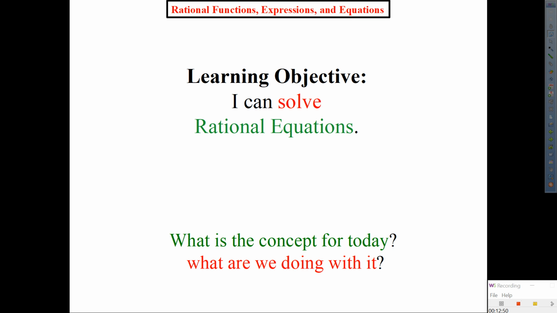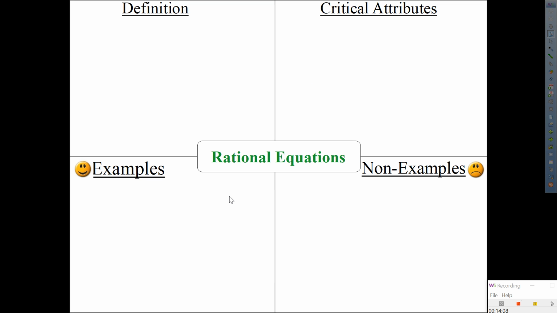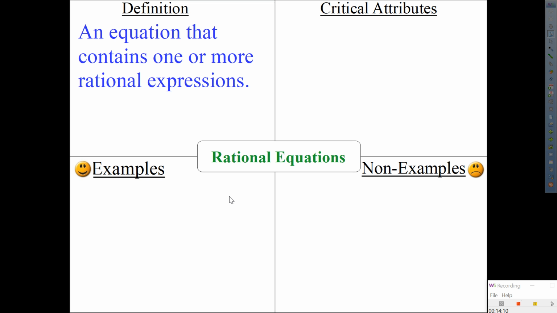So with that said, I can solve rational equations. What's our major concept for today? Tell your neighbor, please. Yeah, rational equations. So therefore, in your Fair model, write that in. Rational equations. What are they? Definition. They are equations that contain one or more rational expressions.